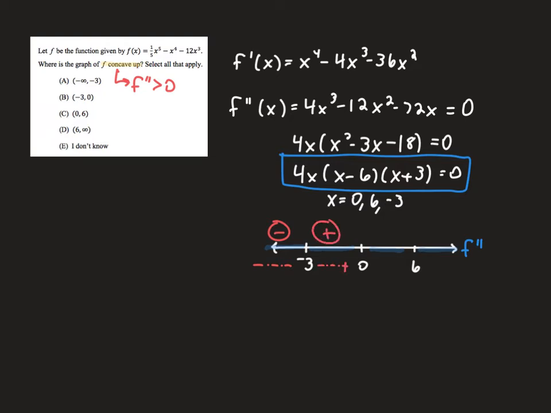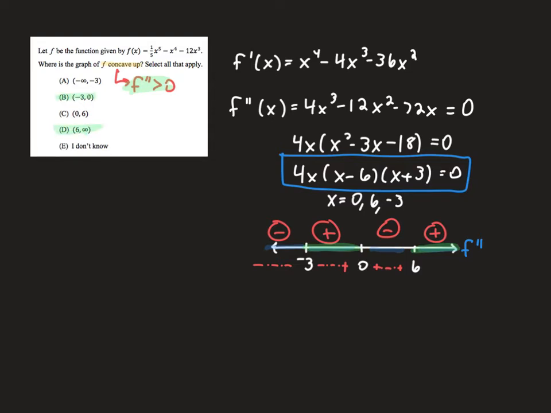I just do the same thing on the remaining 2 intervals. On the interval from 0 to 6, it's a positive times a negative times a positive. And that gives me a negative. And when I pick a number greater than 6 and put it into my factored form of f double prime, I see everything is positive. I've already decided I'm looking where f double prime is positive, and I see that it's happening on 2 intervals, from negative 3 to 0 and 6 to infinity. So I can see right away my answers are B and D.